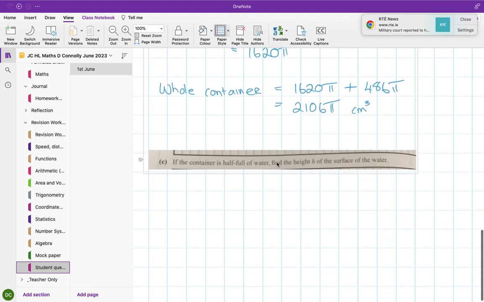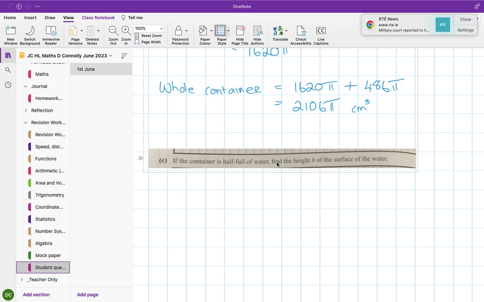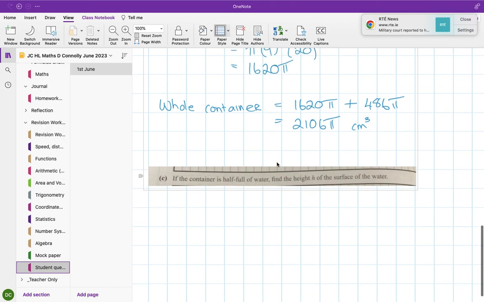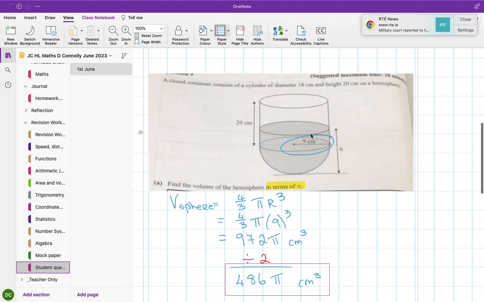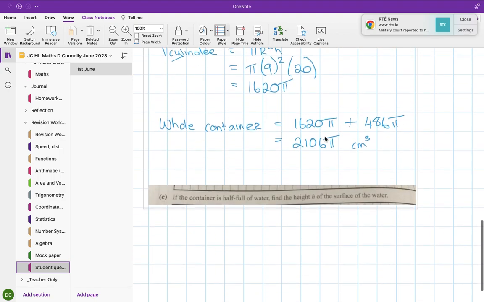Alright, and the last part. If the container is half full of water, find the height of the surface of the water. Okay. Right, so h is in the picture. Okay, so a couple of things here. The hemisphere is full, so we can take that bit off. I assume it's half of the total container, yeah, it looks like it. So if the container is half full of water, find the height.